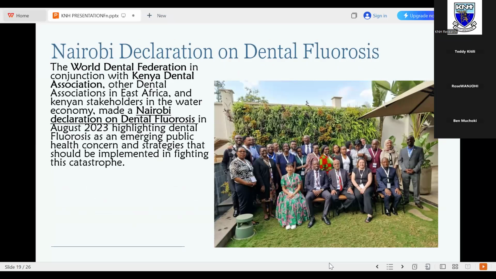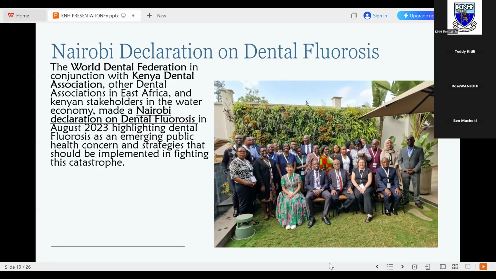Thank you. The Nairobi Declaration on Dental Fluorosis was an initiative of the World Dental Federation and the Kenya Dental Federation, where they gathered dental associations in East Africa and Kenyan stakeholders, like Riverside Water, who was part of the team. They declared that dental fluorosis is now a public health concern through the Nairobi Declaration on Dental Fluorosis, done in August 2023.